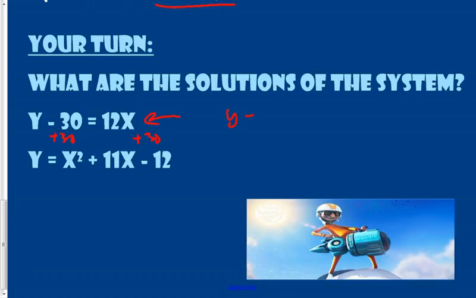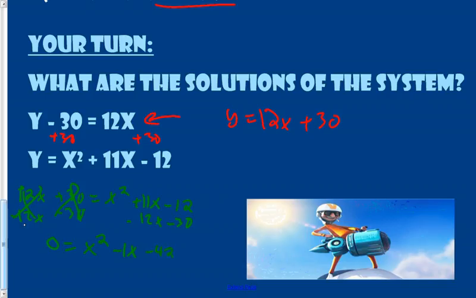So we get y equals 12x plus 30. And now we can set them equal to each other. So we have 12x plus 30 equals x squared plus 11x minus 12. We want to get rid of both these things from both sides. So minus 12x, and we also want a minus 30. So we have 0 is equal to x squared minus 1x minus 42.